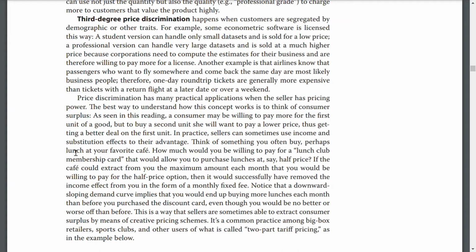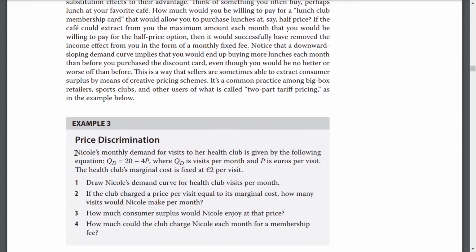Think of something you often buy, perhaps lunch at your favorite cafe. How much would you be willing to pay for a lunch club membership card that will allow you to purchase lunches at, let's say, half price? If the cafe could extract from you the maximum amount each month that you would be willing to pay for the half price, then it would be successful, having removed the income effect from you in the form of monthly fixed fees.